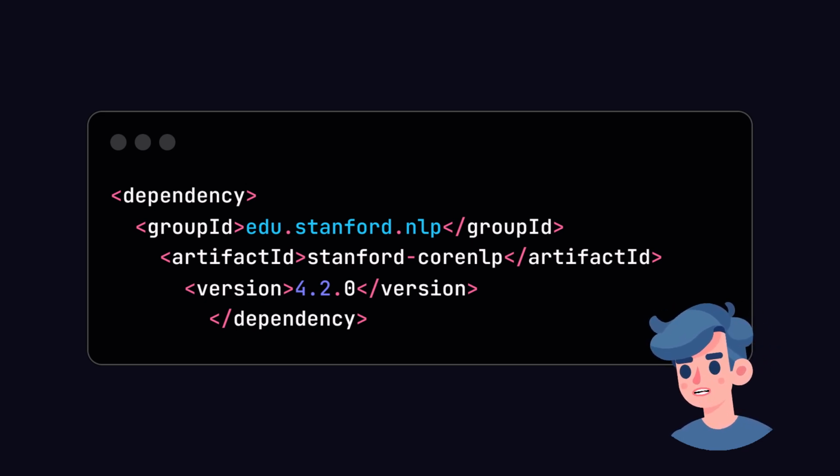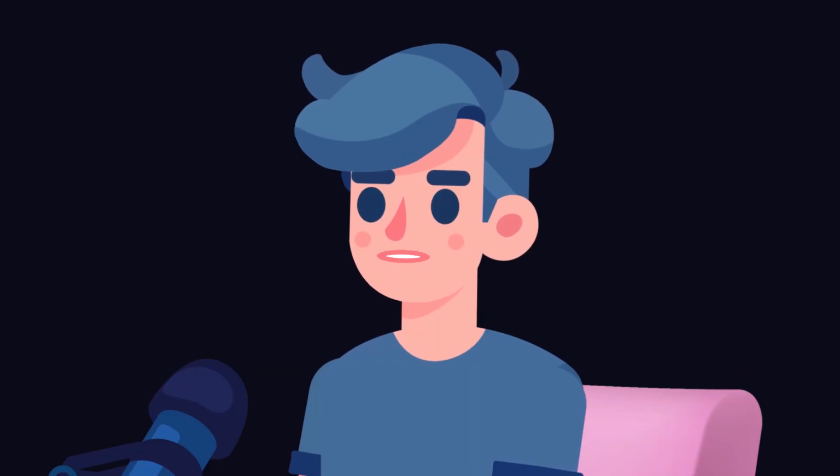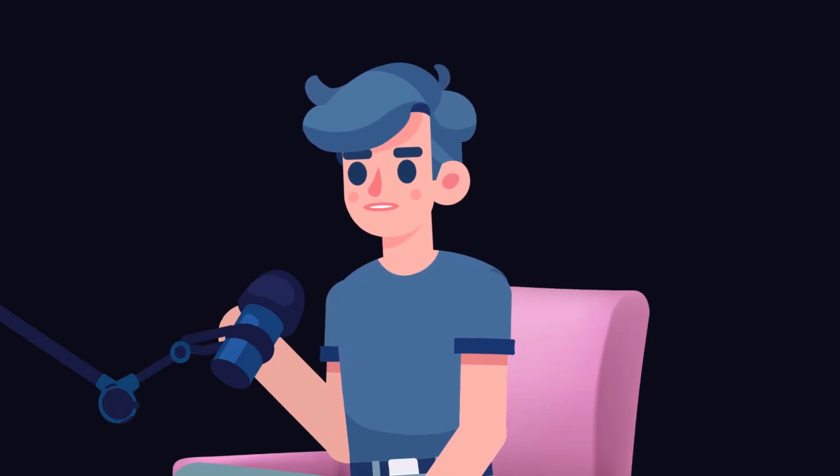First, ensure you have the Stanford Core NLP dependency in your Maven project. Add this to your pom.xml. Run your analysis and observe the sentiments of the tweets. This is a great way to understand public sentiment towards a topic over social media.